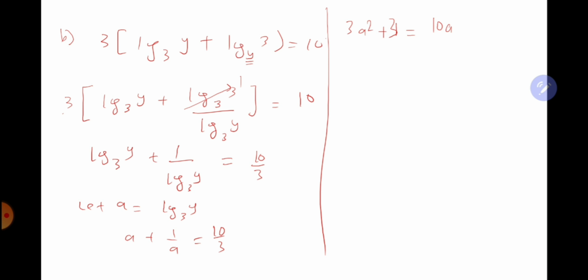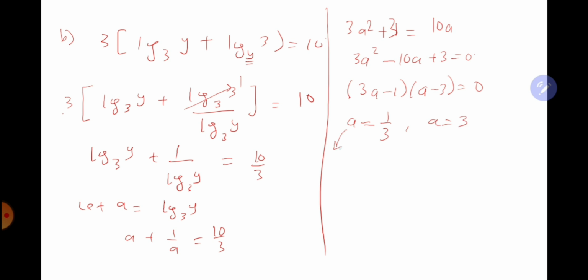Okay, so here you will get a quadratic 3a squared minus 10a plus 3 equals to 0. Okay, so yang ni you boleh factorize as 3a minus 1, a minus 3 equals to 0. So your a will be 1 over 3 and another one is a equals to 3.